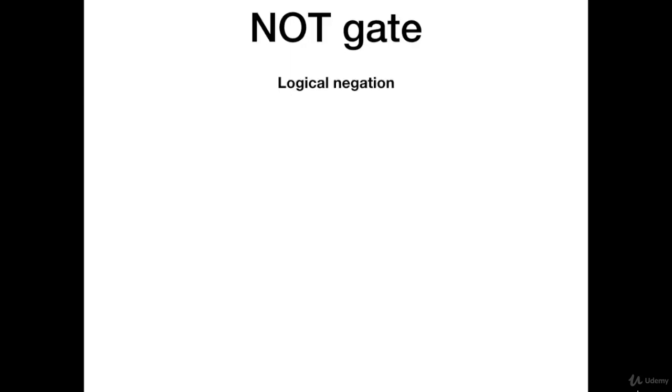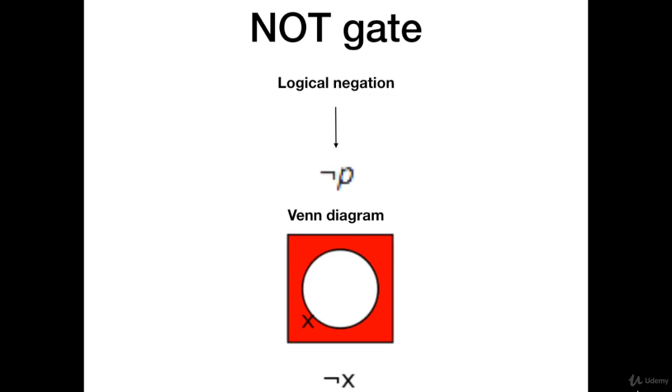The NOT gate is a logical negation, or simply called negation. Defining negation is tricky, somewhat ambiguous. Try to remember its mathematical/logical representation, which is not P. The Venn diagram depicts an empty circle.